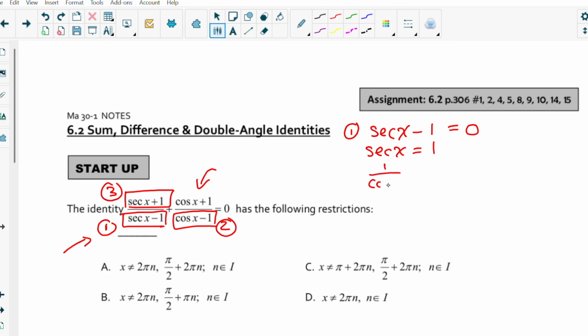That's 1 over cosine of x equal 1. Well, how do I get this equal to 1? What does cosine of x have to be equal to 1? So I'm going to isolate that. Cosine of x equal 1. X equals the inverse cosine of 1. So where is cosine of x equal to 1? That is at every 2 pi n, where n is an element of integers.